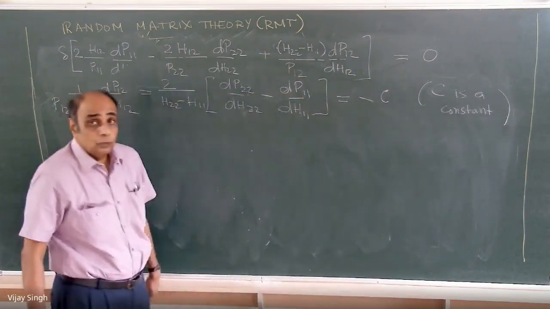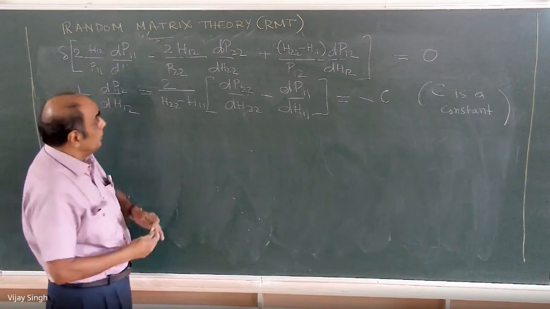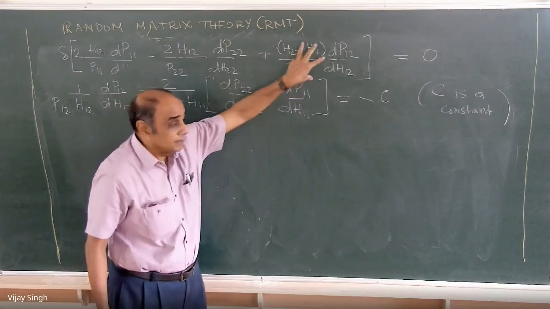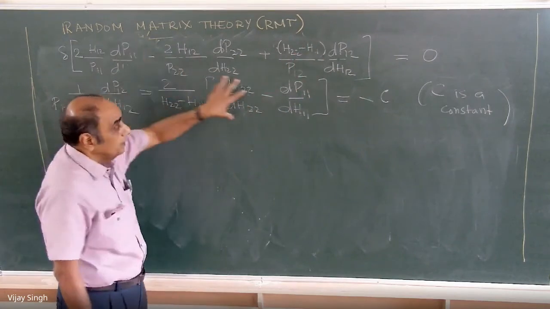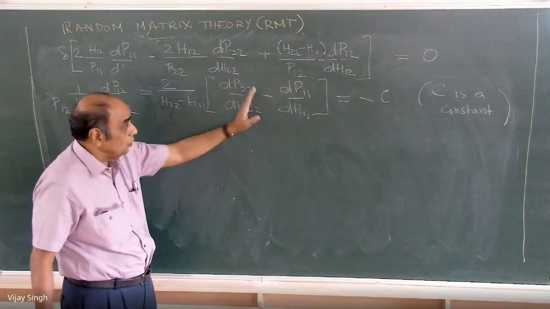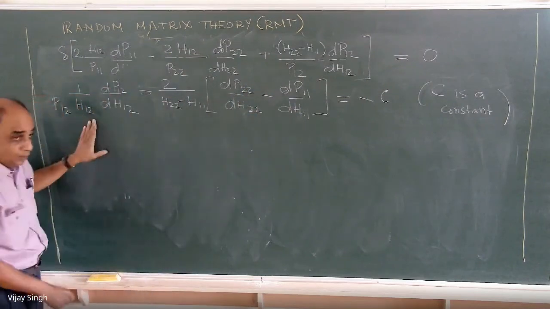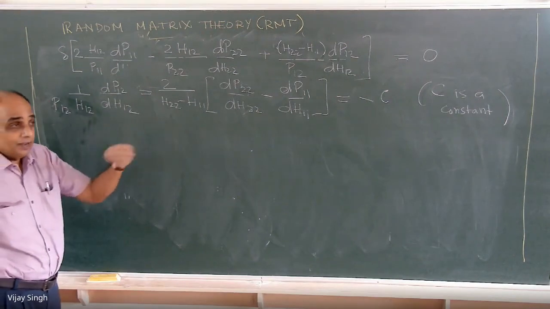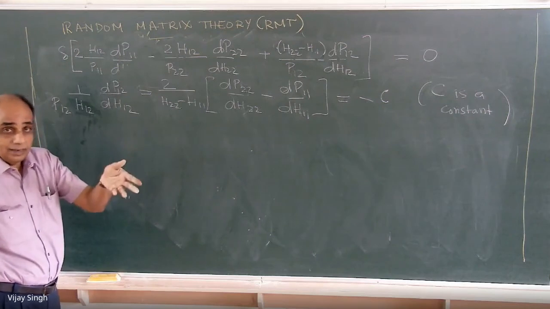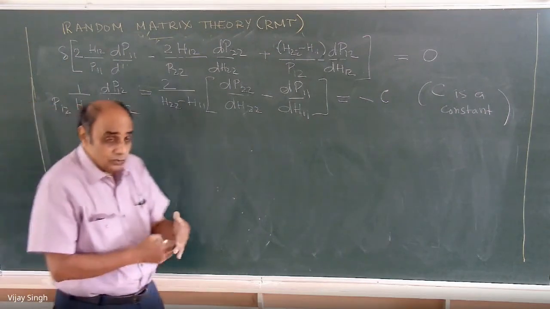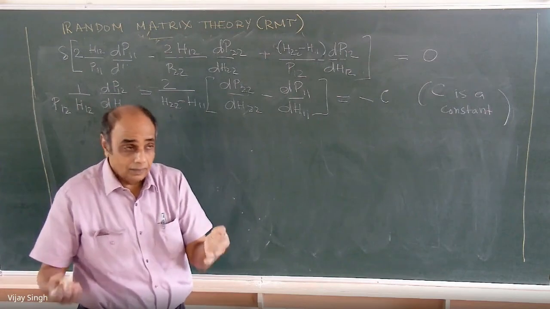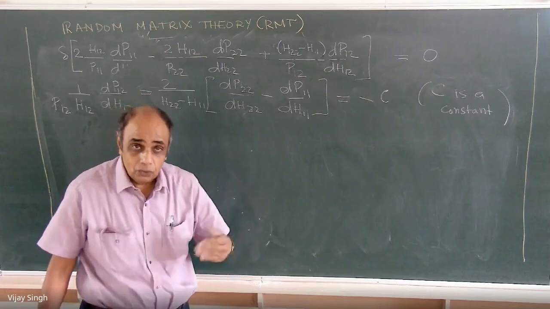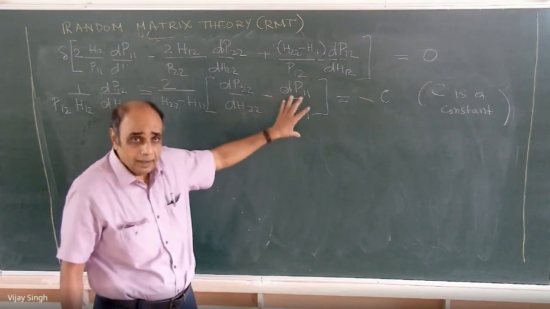Once again, to repeat what may be obvious to some of you, if this entire thing is 0, then I take this term on one side and take these two terms on the other side. And since this depends only on 2s and 1s, and this depends on 1,2, it must be a constant. Each one of them is a constant. Otherwise, a function of x equal to minus a function of y doesn't make sense. Just as you do when you do the separation of variables, when you try to arrive at the Schrodinger equation for a hydrogen atom in terms of r, theta, phi. You use the same argument.